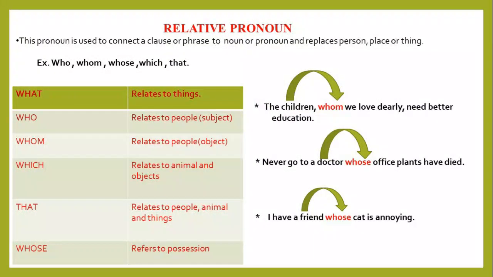Now let's come to the last kind of pronoun, relative pronoun. It is obvious from the word relative that it makes a relation. See the words whom, whose in these examples. They join parts of sentences or sentences and replace nouns. We can say that a pronoun which connects a phrase or sentence to a noun or pronoun and replaces a person, place or thing is a relative pronoun.